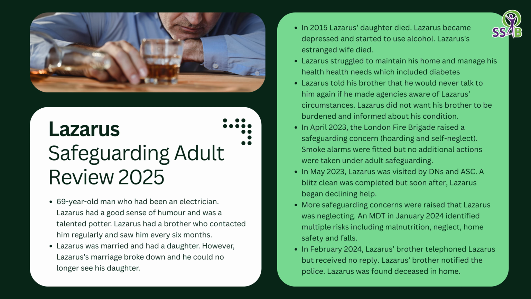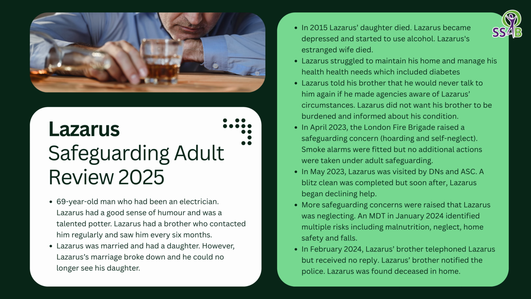And in April 2023, the London Fire Brigade raised a safeguarding concern about Lazarus hoarding and self-neglecting. They fitted smoke alarms, but no additional actions were taken under adult safeguarding. And in May 2023, Lazarus was visited by district nurses and by social workers. A blitz clean was completed, but soon after, Lazarus began to decline help. More safeguarding concerns were raised that Lazarus was self-neglecting.